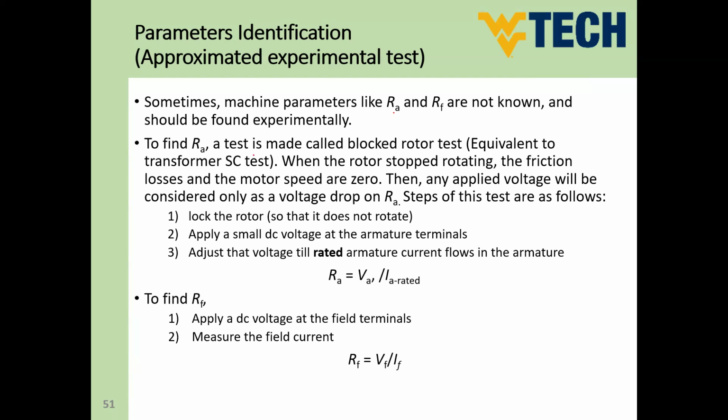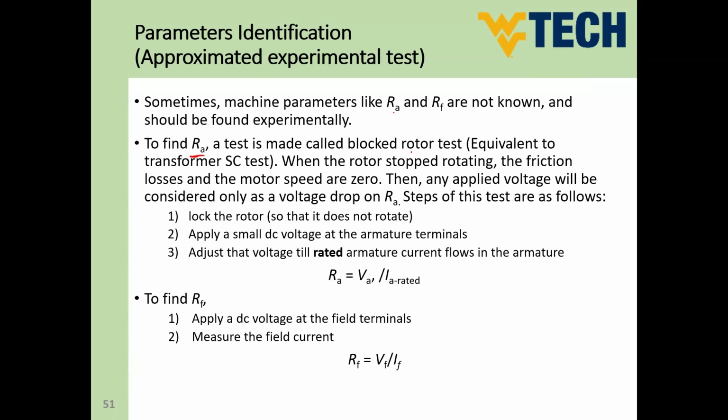For instance, to find the armature resistance, we need to do a test called the blocked rotor test. Blocked rotor means supply your machine, but do not allow the motor to rotate. This test, guys, is very similar or equivalent to the transformer short circuit test.